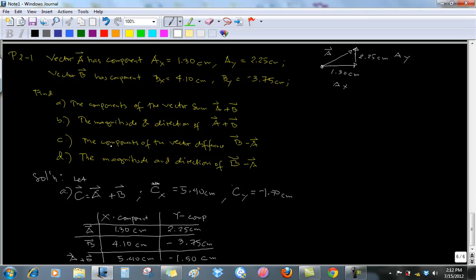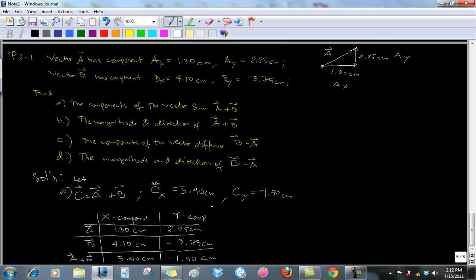Letter B, the question asks: what is the magnitude and direction of A plus B? Meaning, what is the magnitude and direction of the new vector C, the sum of A plus B? So we need the magnitude and direction. The magnitude is the length of the vector in the figure, or its absolute value. The direction is the angle.